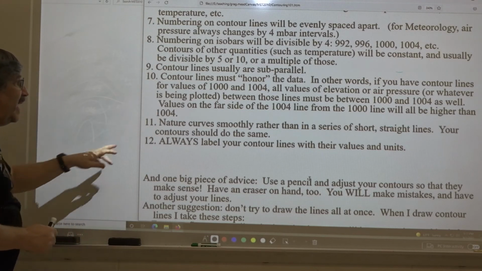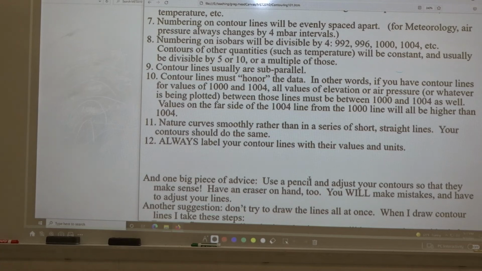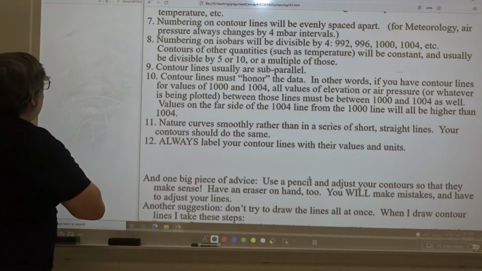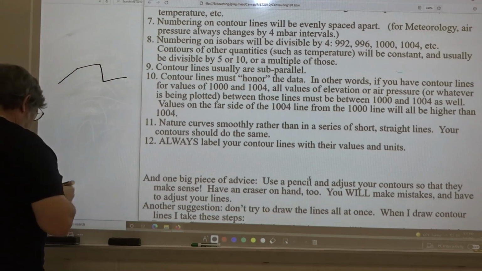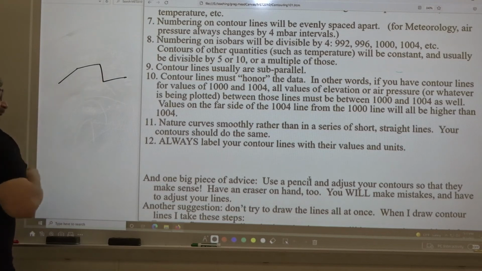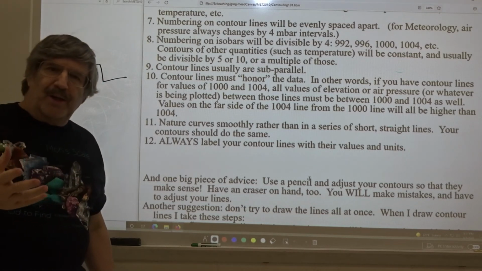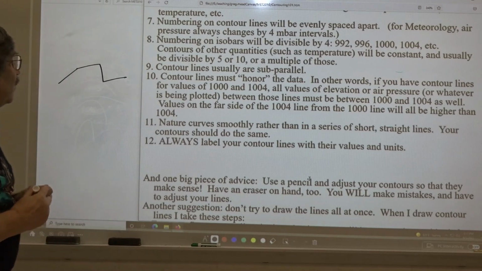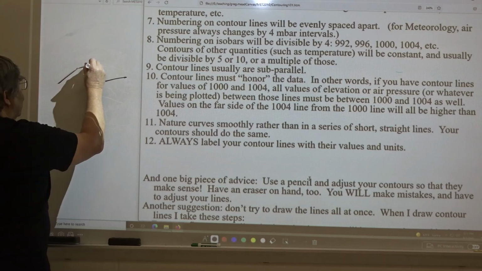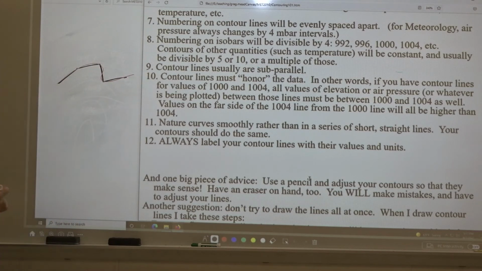Number 11, nature curves smoothly rather than in a series of short straight lines, and your contours will do the same. Many times beginners who are contouring will draw a series of straight lines like this, and nature, whether it's air pressure, elevation, temperature, does not generally do that. You would see something like that. That would be a much more realistic contour line.